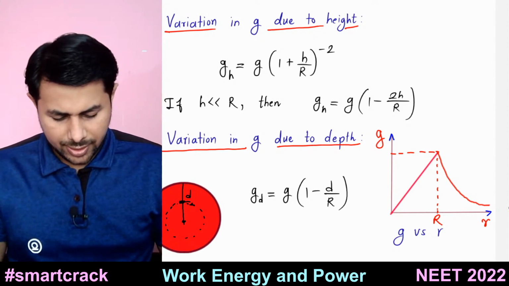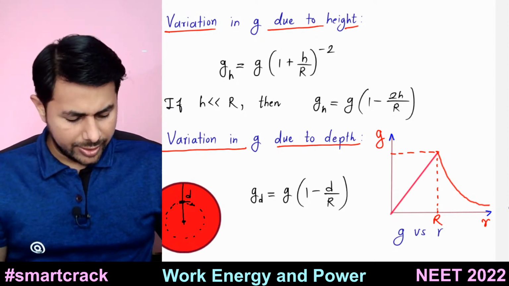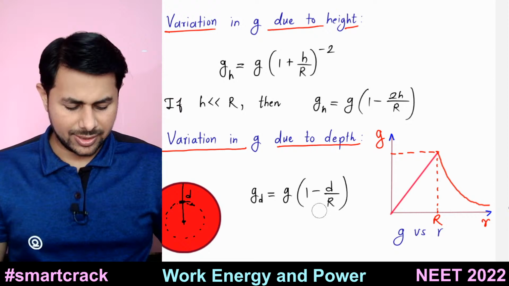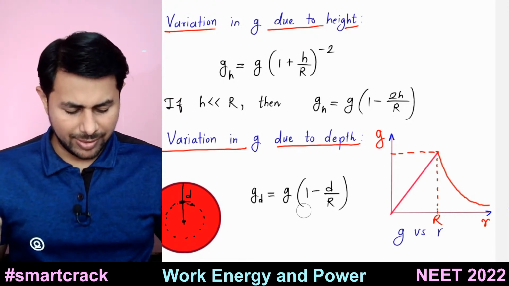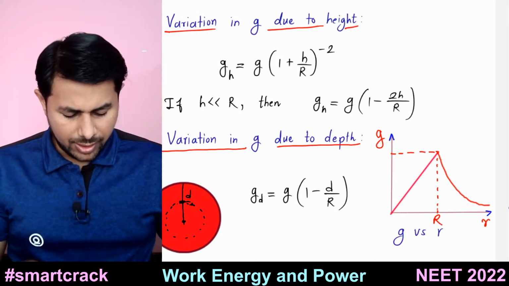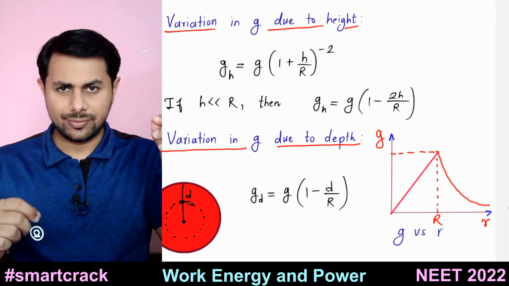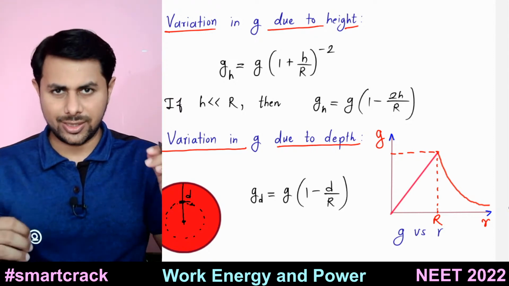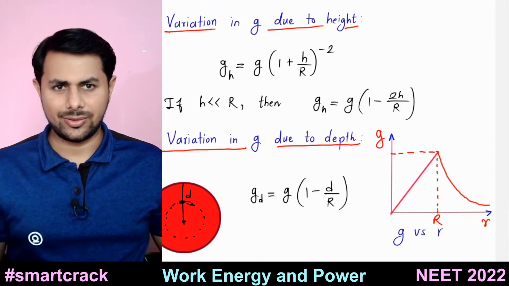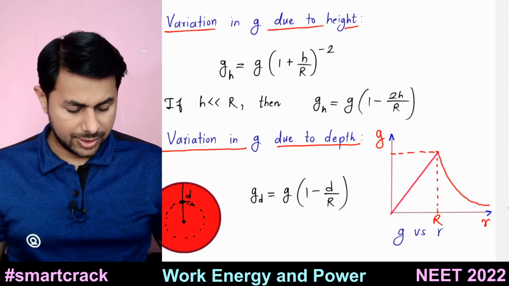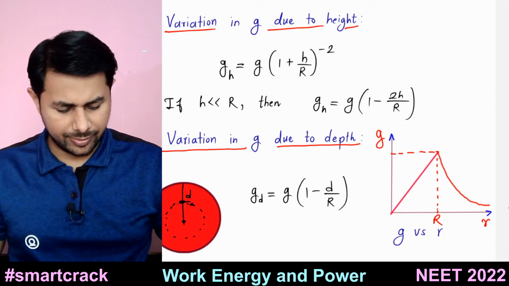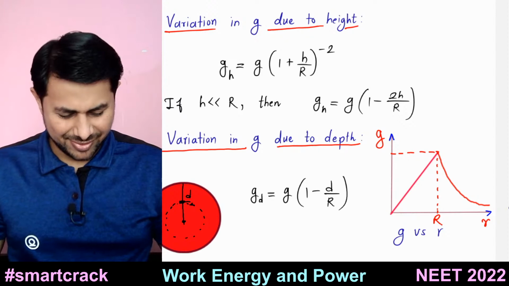All right. So for r less than capital R, you have to consider this formula, and 1 minus d by R is the equation of a line. So it keeps on increasing linearly till it reaches its maximum value on Earth's surface, and after that it keeps on falling as 1 by r square. So this is how the graph of g versus r looks. We have to remember this.